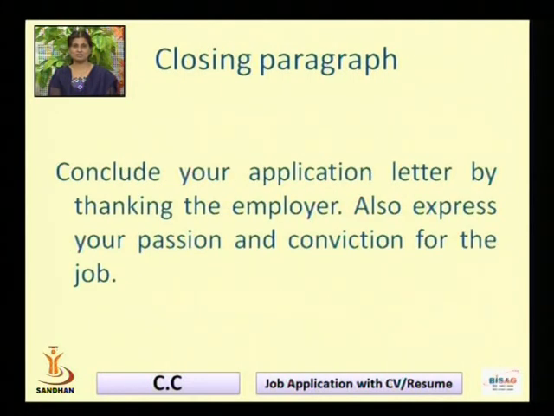Then lastly, the closing paragraph. Don't forget to thank. Thanking is very important. It's a way of giving your gratitude, and also express your passion and conviction for the job. If you are seriously interested, your words should show that. It should reflect that you actually are interested.